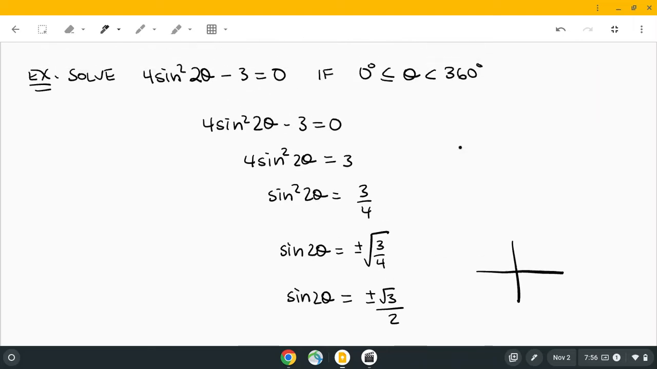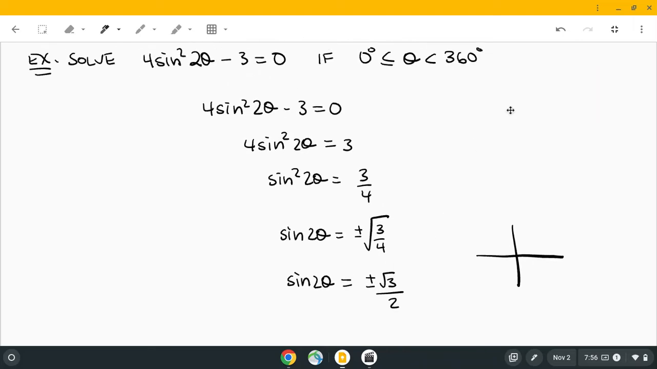And we are in degrees, so that is going to be 60 degrees and then 120 degrees. It's going to come from all 4 quadrants because we have positive and negative. Those are the positive ones. The negative ones are going to be 240 degrees and 300 degrees. These are my answers in the first circle.